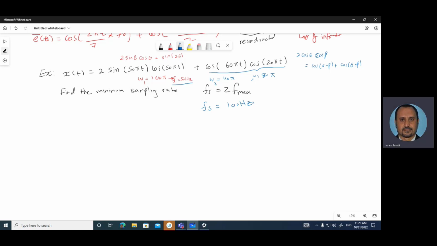Now here I'm looking for the frequency. I don't care about the gain. I'm searching here for what? For the frequency, because here is 2, so I should multiply by 1 over 2. Simply here I'm searching for the frequencies, not the amplitude. So I only need to calculate theta minus theta and theta plus theta, which is 40 pi and 80 pi. So the maximum is 100 pi. From here, I can get the maximum frequency. So the minimum sample rate will be 100 hertz.